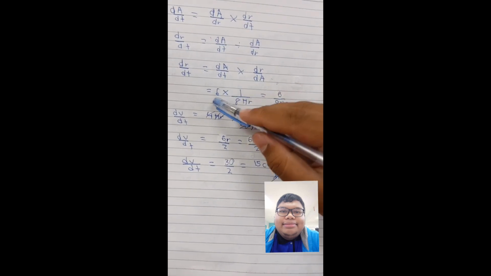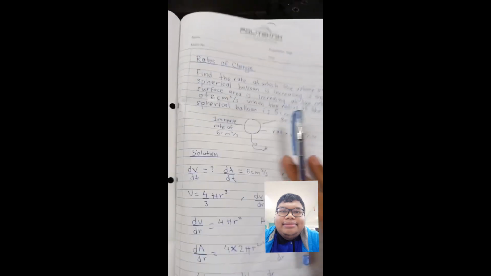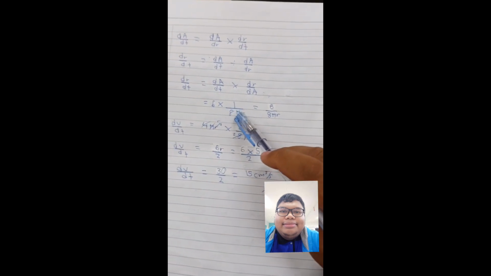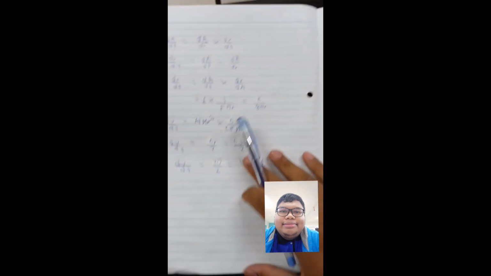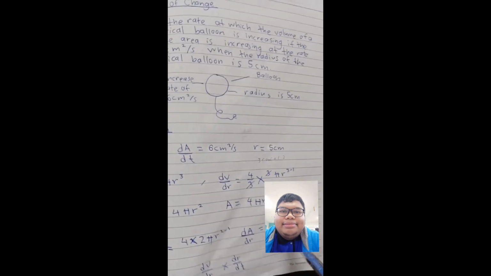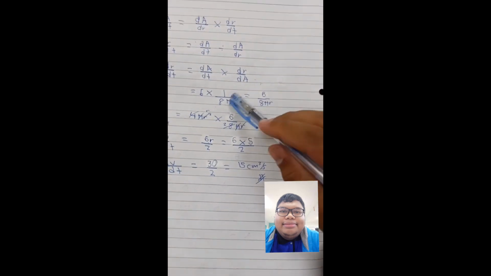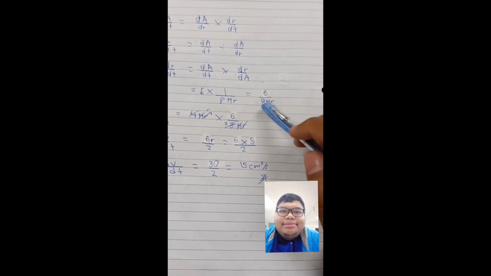And what we got is 6. That 6 we got from the increase rate, and times 1 over 8 pi r, which we got earlier, this one. And the result we got is equal to 6 over 8 pi r.